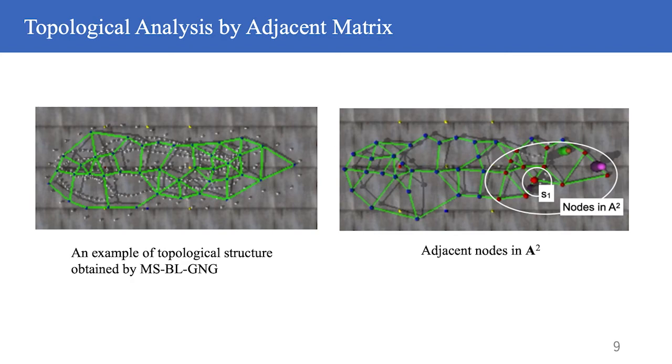The figure on the left shows the topological structure extracted from the movement trajectory obtained using multi-scale batch learning GNG. The next figure on the right shows the result of prediction, the range of possible action by the adjacency matrix. In this figure, the red nodes indicate the range that can be reached in two moves, which is the square of A. However, the moving direction shown in the figure is not clear from the viewpoint of visualization.